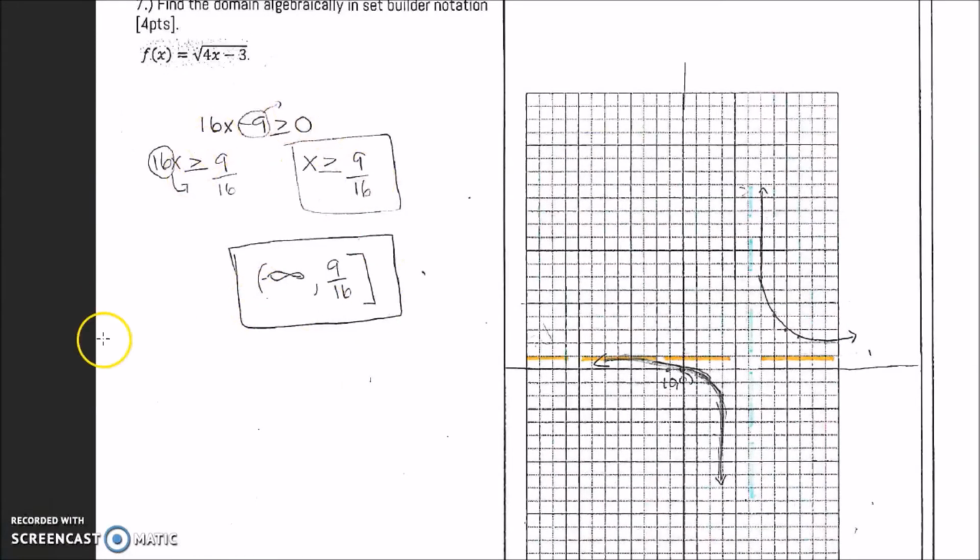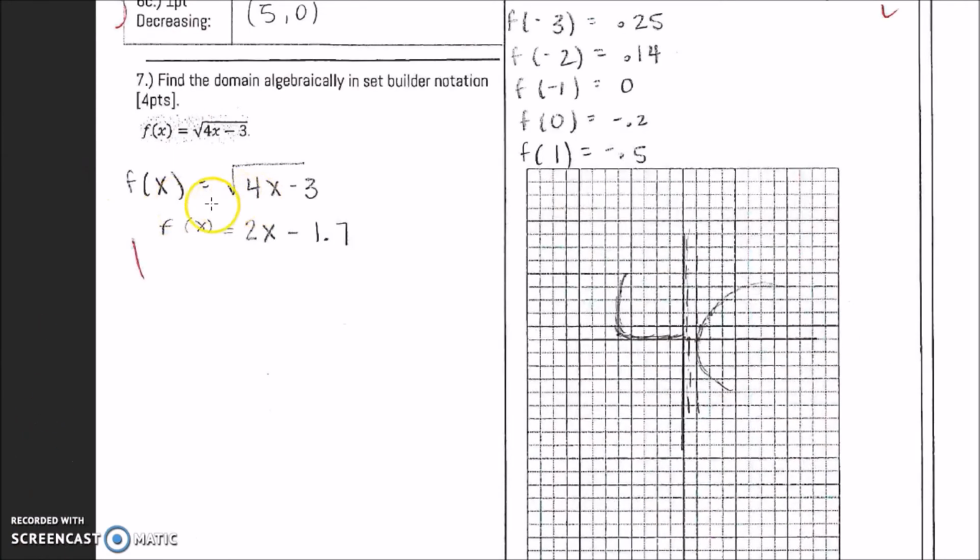Well, what happened here? Looks like they squared on both sides to get rid of it, but then they also squared what's inside. Incorrect. I think the student here tried to square root 4x, got 2, square root of 4 is 2, and then square root of 3 is approximately 1.7. Remember, you're trying to find the domain. Domain is just x values. What kind of x values can I get algebraically?